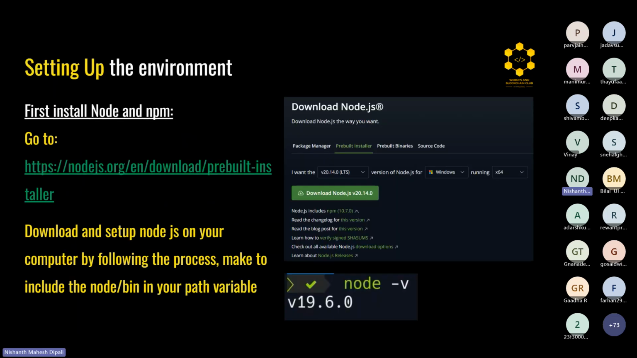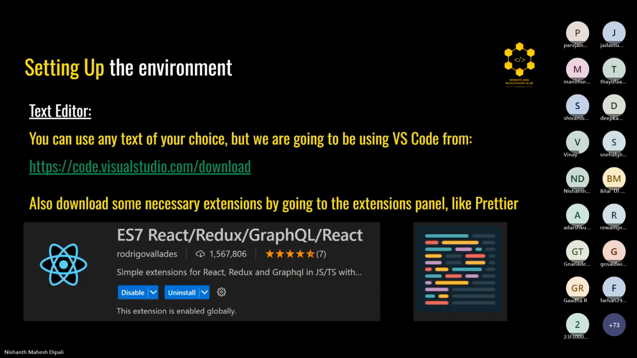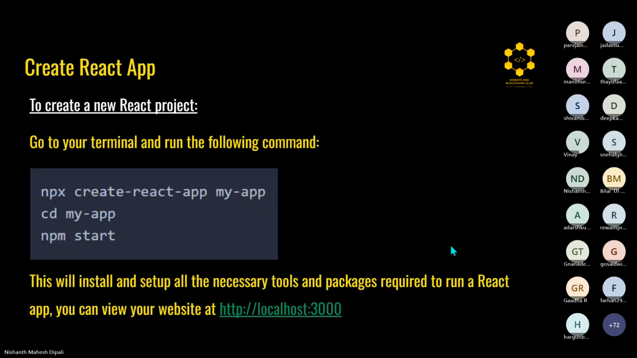So basically, just ensure that you have Node.js installed and npm, and also VS Code. What I need you to do is go to the extensions tab in VS Code and download these two extensions. One is React snippets and one more is Prettier. It'll help you with building projects. Prettier is basically for formatting code.